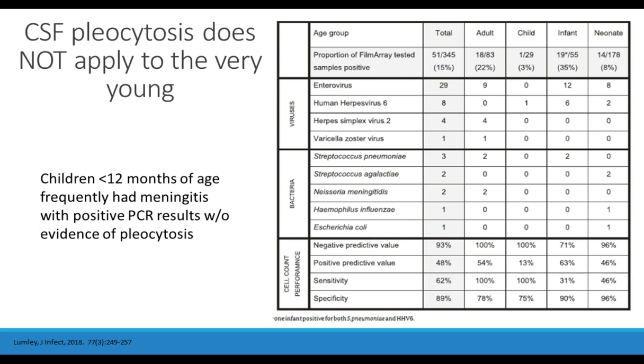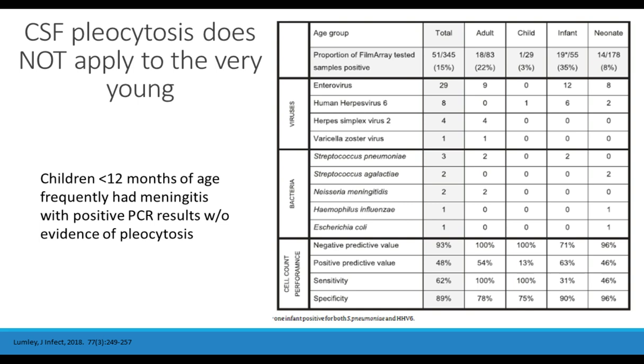So I just presented data about how you should use pleocytosis in the CSF to help limit testing. That goes out the window when you're dealing with children. The idea that CSF pleocytosis is predictive of infection is not true when you look at patients who are less than 12 months of age. In this study, there were a number of patients who were less than 12 months of age who had positive PCR results without any evidence of pleocytosis.